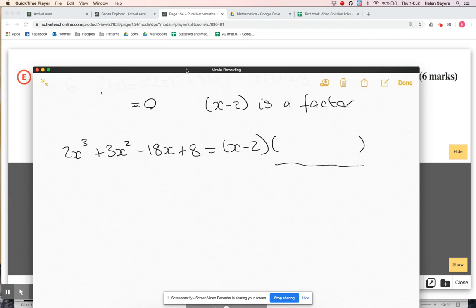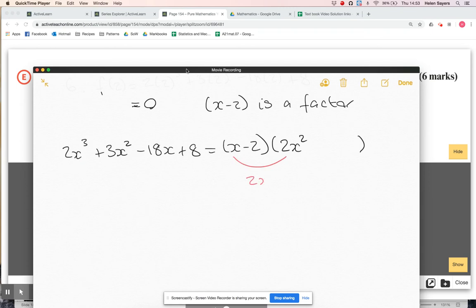And I know that when I multiply the brackets out, I should get 2x cubed. The only x cubed term I'm going to get is when I multiply x by the x squared term. So the x squared term has to be 2x squared, because that's going to be my only cubed term. So x times 2x squared will give me the 2x cubed.